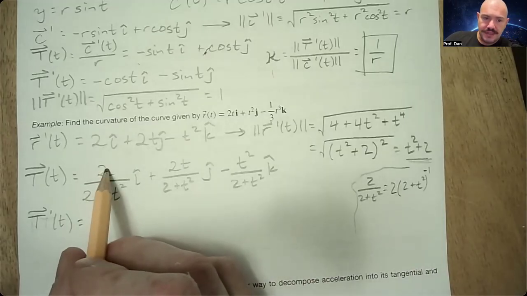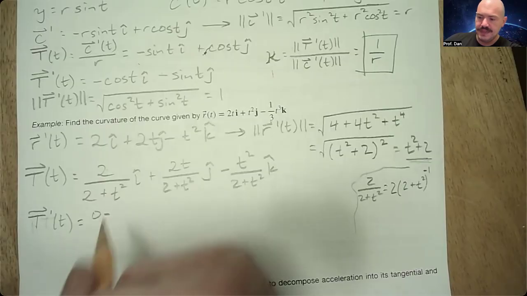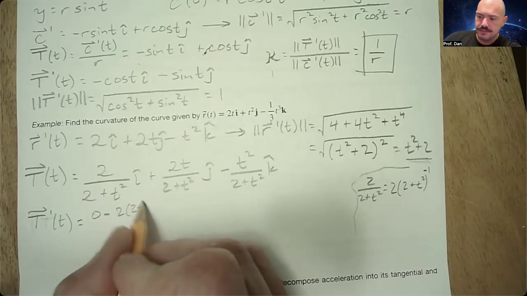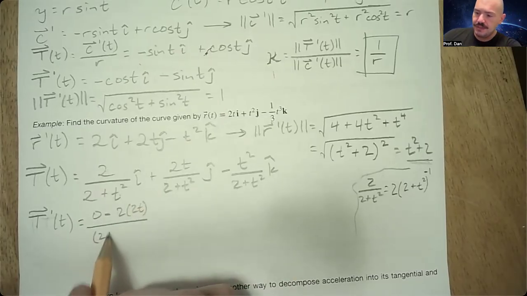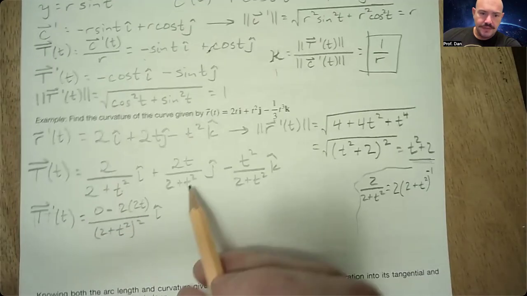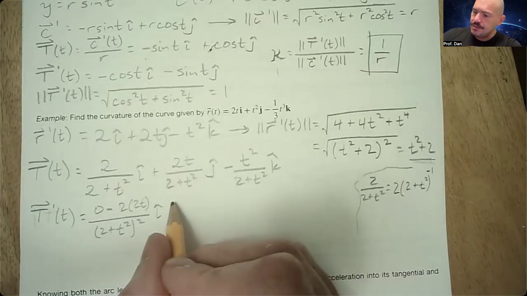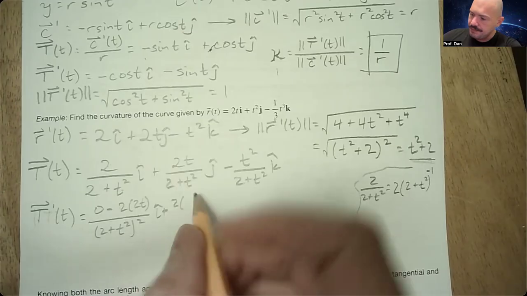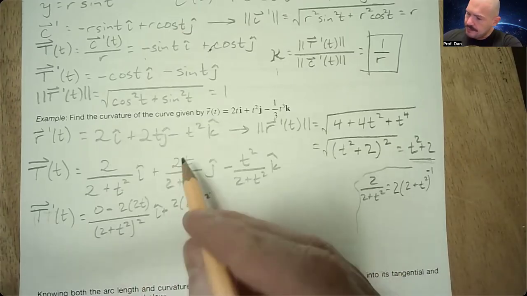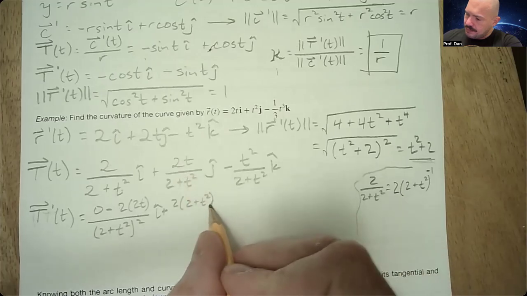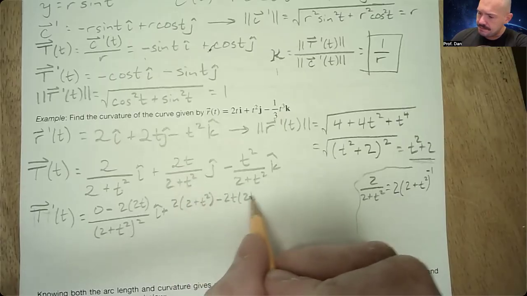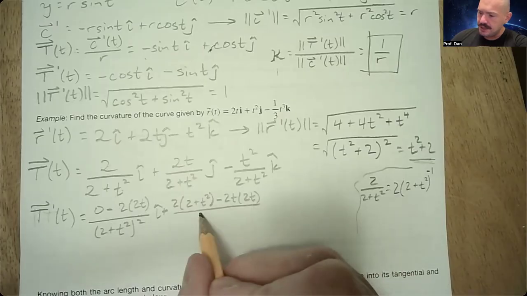So derivative of top is 0 minus top times derivative of bottom. So 2 times 2t all over denominator squared. That's the i component. For the j component, derivative of top is 2 times the denominator, minus 2t times derivative of bottom all over bottom squared.